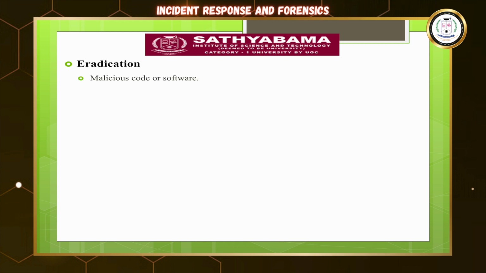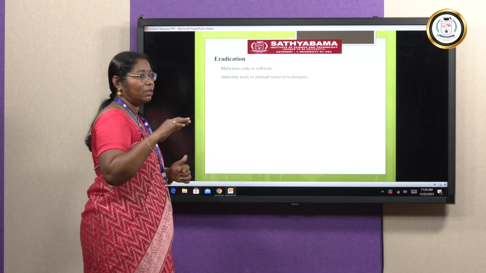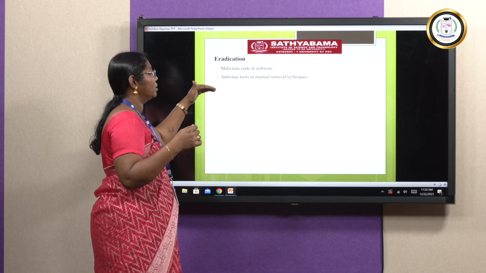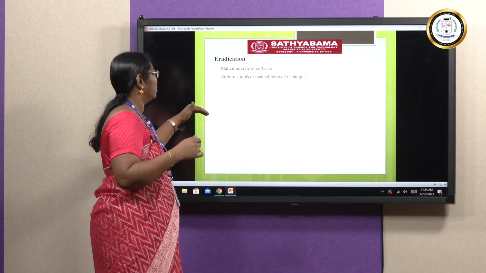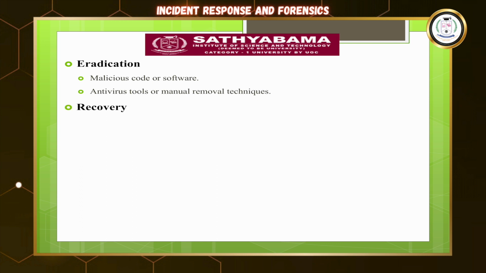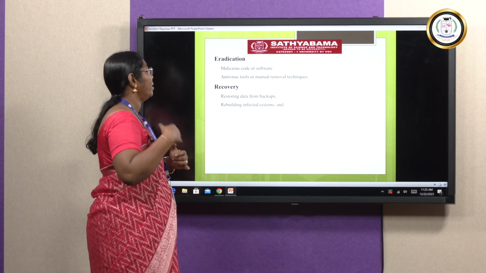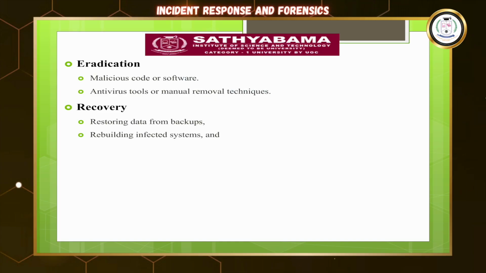The next phase is eradication. With the help of antivirus tools and manual removal techniques, we are going to eradicate the malicious code or software and remove the infected part. After that comes the recovery phase of incident response. First, we contain the system, isolate it and eradicate it. After eradication, we can restore data from backups, rebuild the infected system and re-enable disabled accounts.